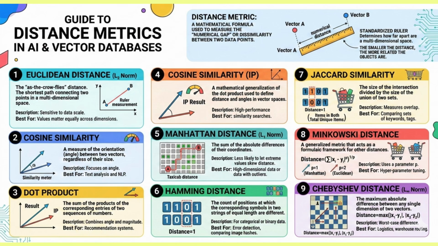It is best for high-dimensional data or data with outliers because it does not square the differences. Unlike Euclidean, it is less likely to let one extreme value skew the entire distance.